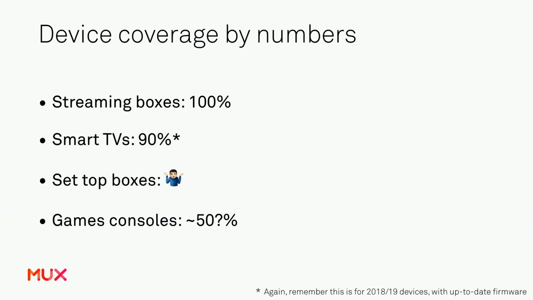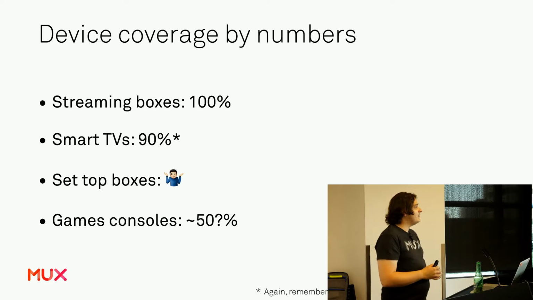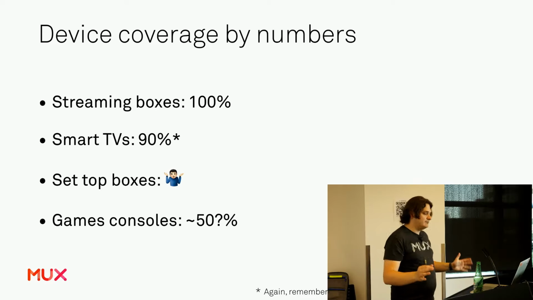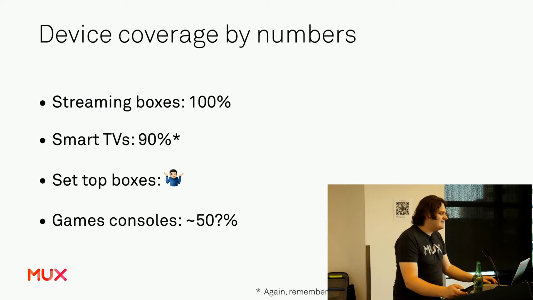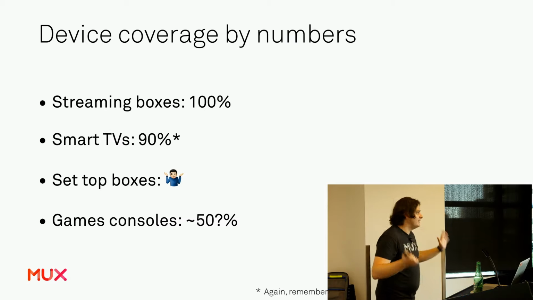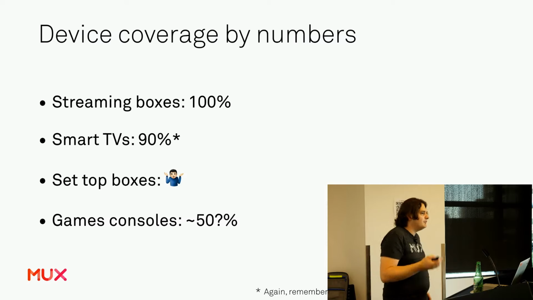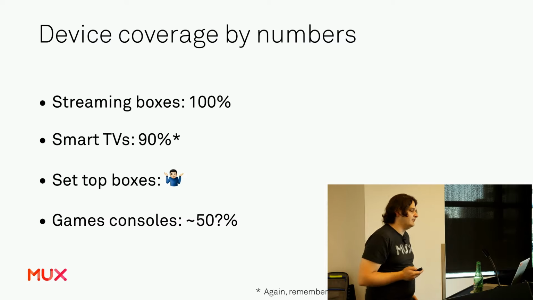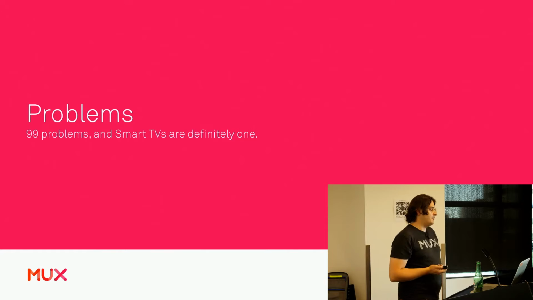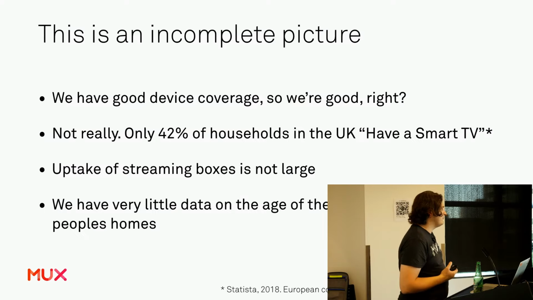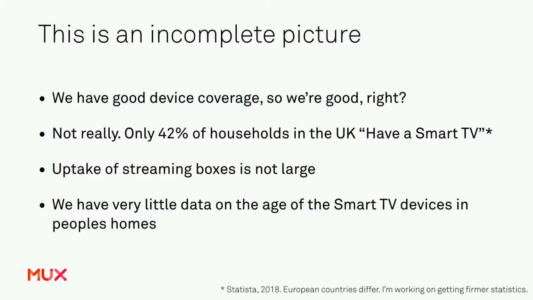Yeah. So if you kind of look at that as numbers, streaming boxes, we got good coverage. This is great. One devices. Smart TVs, maybe 90% best case if you're willing to put a lot of investment into it. Set-top boxes, I don't know, complete wash really. And games consoles, maybe half of them if you're lucky, depending on what deployment numbers you think people have in their households. So we've got some problems. Smart TVs, definitely one of the problems. But there's a bit of a problem beyond this.